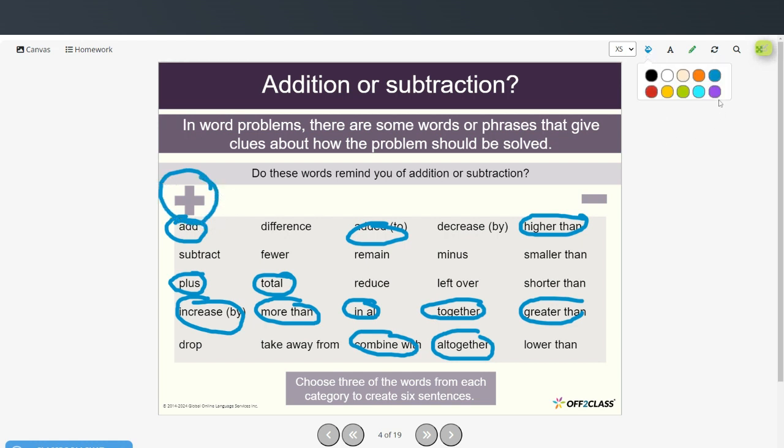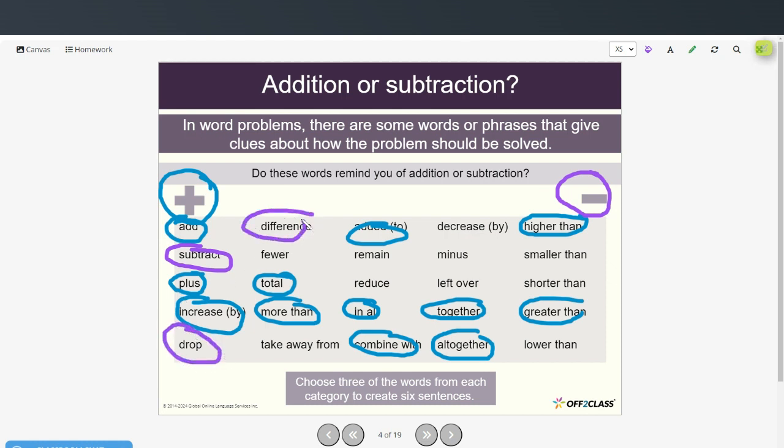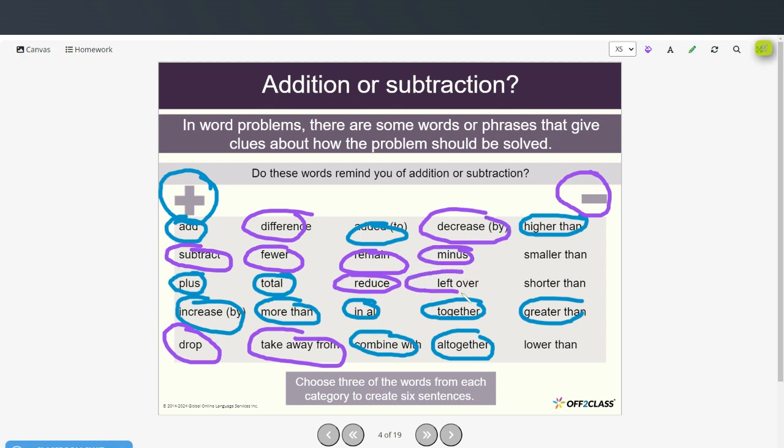I'll switch colors for subtraction. So the words related to subtraction would be, of course, subtract, drop, difference, fewer, take away from, remain, reduce, decrease by, minus, leftover, smaller than, shorter than, or lower than.